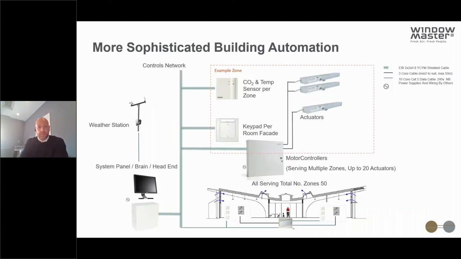And in the bigger smart buildings that we look at, the overall system can be much more sophisticated. The controllers sit on a controls network, and then you would have some sort of system panel or head end or brain that would be monitoring each of the zones using sensors in the spaces, and optimizing the different groups of window positions according to ventilation demand in those spaces and weather conditions.